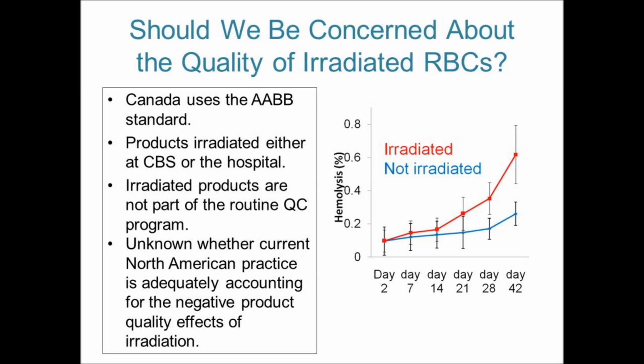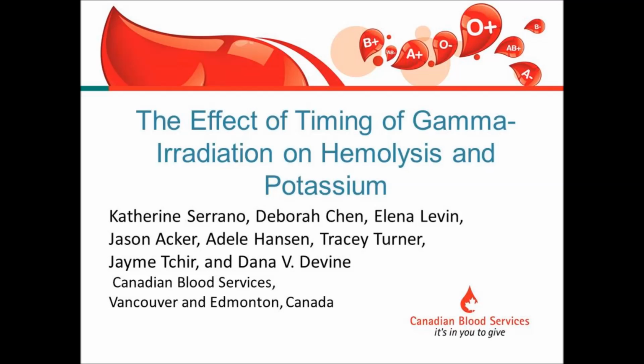So we've done some studies on hemolysis that occurs after irradiation, and you can see even on a regular unit that's not irradiated, hemolysis creeps up with the age of the red cell, but it also creeps up a lot faster in the case of irradiation of a red cell. This is some work that was done by some of our colleagues at Canadian Blood Services, so I won't take credit for work that I didn't do. It was done by the tech Catherine Serrano in Vancouver. And they did a study on the effective timing of gamma irradiation on hemolysis and potassium.